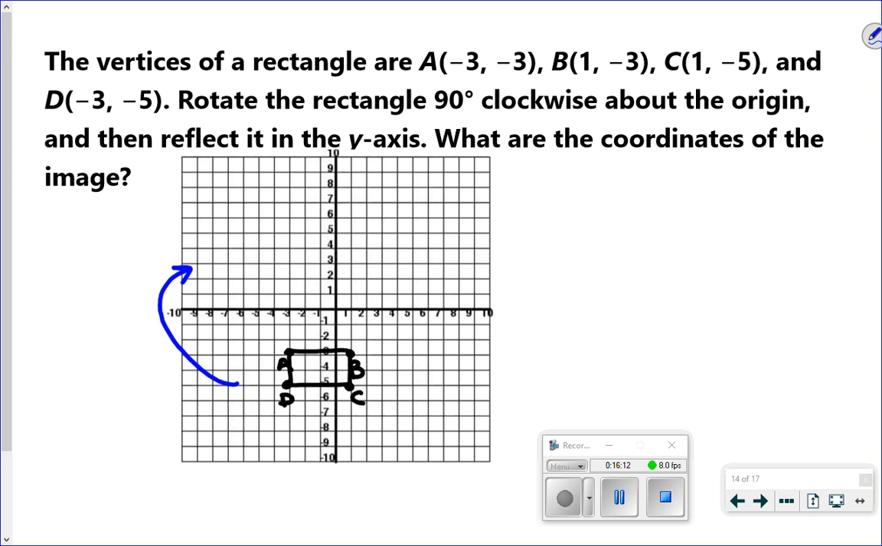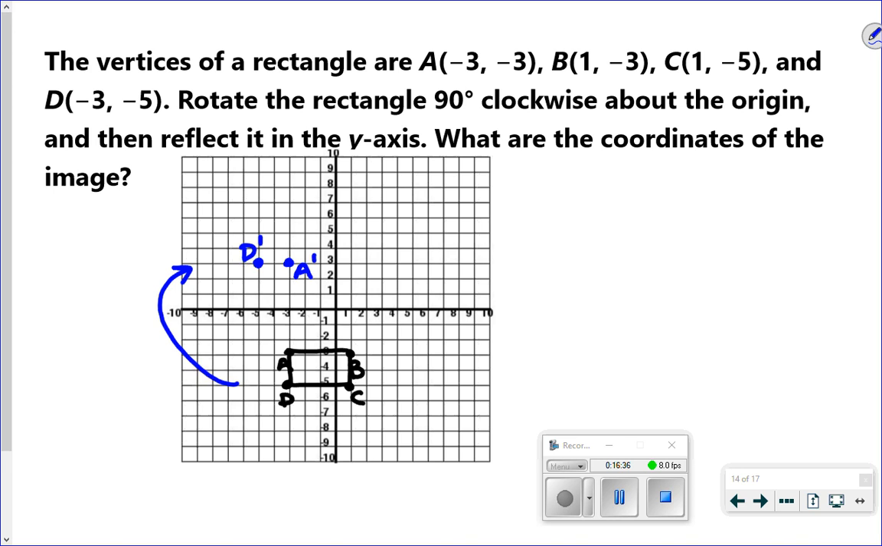When I rotate it 90 degrees, now it's going to be at -3, +3. It's going to be right here. So there's my copy of A. And then for my copy of D, originally D is 2 units down. Now it's going to be 2 units to the left. So here's my copy of D.